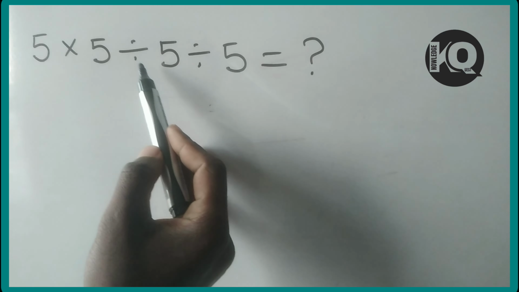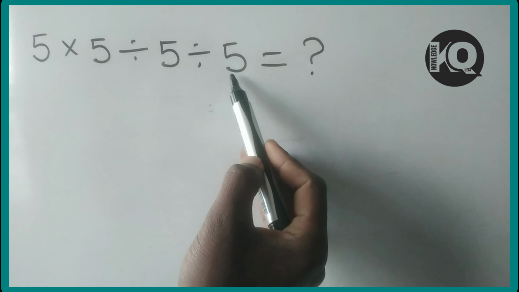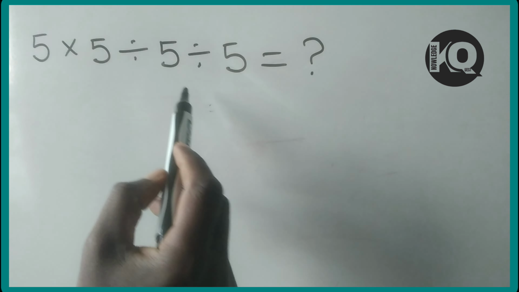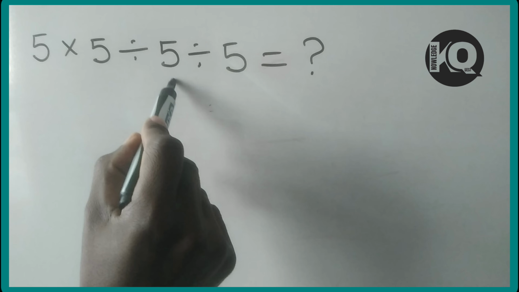5 times 5 divided by 5 divided by 5, which is equal to what? So are you ready to solve this equation? Let's begin with this one.